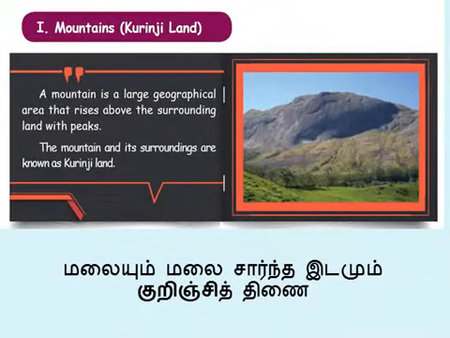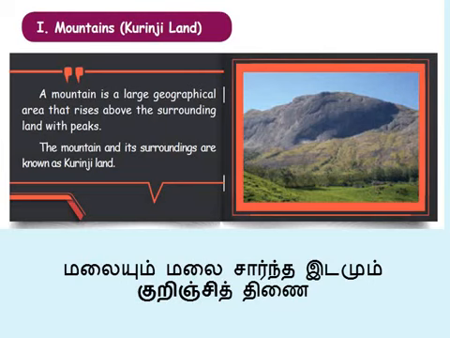Now we will see about the mountains or the Kurinji land. A mountain is a large geographical area that rises above the surrounding land with peaks. The mountain and its surroundings are known as the Kurinji land. You know, children, a mountain is an elevated place than a normal place. There will be peaks, there will be height.